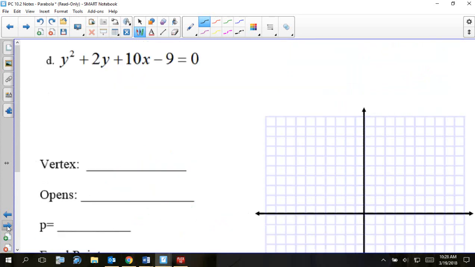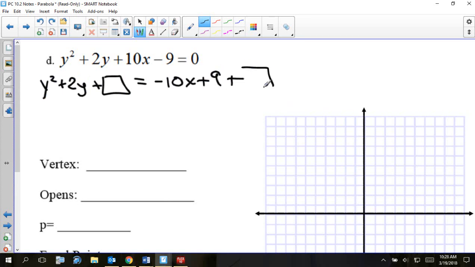So you look at that equation, what's it tell you to have to do? What do I do to the equation? Complete the square. It's not in the form yet, so you're going to have to complete the square. Which variable is squared? Y is the one you have to complete the square with. So we do y squared plus 2y plus blank equals, move everything over, negative 10x plus 9 plus blank.